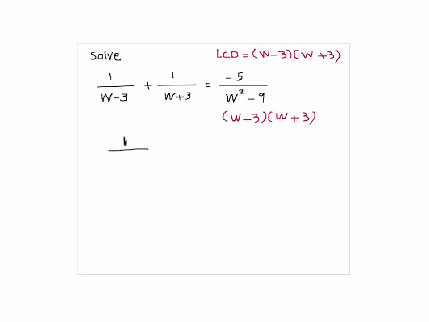But not top and bottom. Remember, we want to eliminate the fraction. So for the first one, we're going to multiply the top. Right. You want to multiply each term by the LCD. We're not adding or subtracting these, right? So the reason we're doing this is to eliminate the fraction.